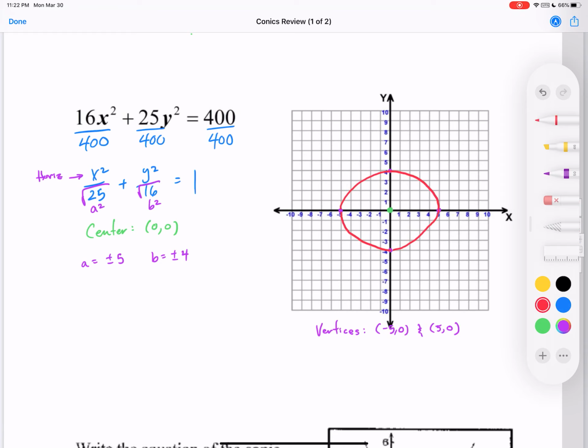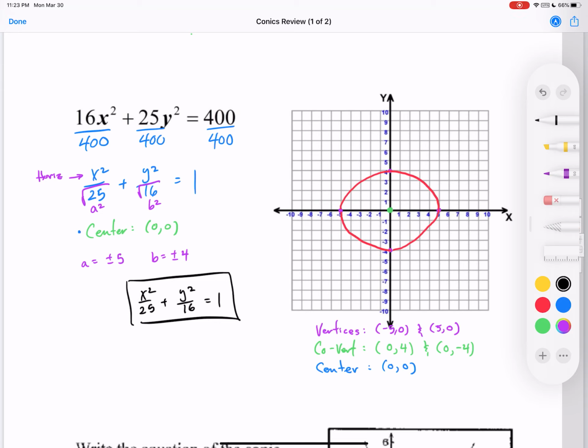Okay, all right. We have our vertices. I forgot to write down my covertices, so I'll write that down now. The covertices are going to be plus and minus 4 up and down, so that means they're at 0, 4, and 0, negative 4. We had our center earlier right over here, so I'll copy that down. Center is at 0, 0. And again, I'll rewrite the equation in standard form. That was x squared over 25 plus y squared over 16 is equal to 1. So that's our equation.